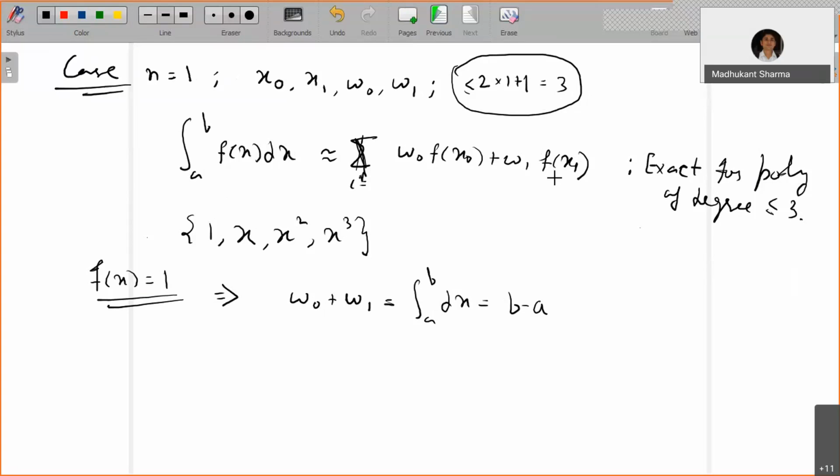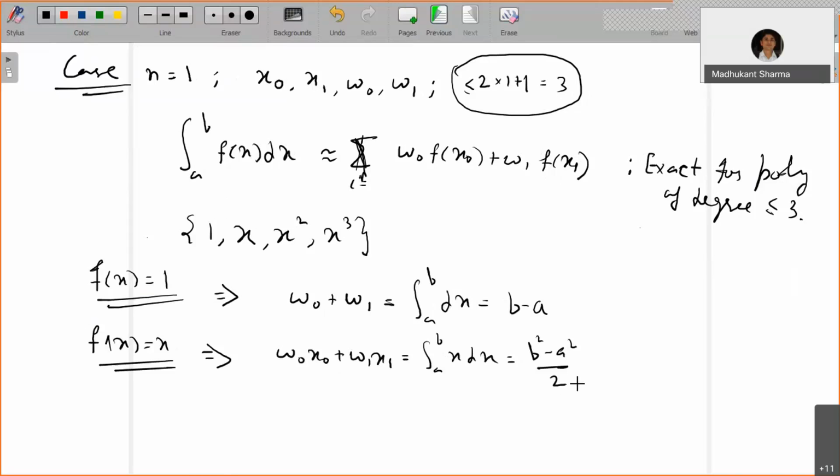F of x naught is also 1, f of x1 is 1. Now f of x equals x. What it will give you is w naught x naught plus w1 x1 is equal to integration a to b x dx. So that is equal to b square minus a square by 2. Now similarly f of x equals x square. What it will give you is w naught x naught square plus w1 x1 square is equal to integration a to b x square dx.